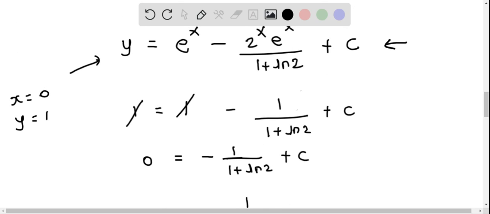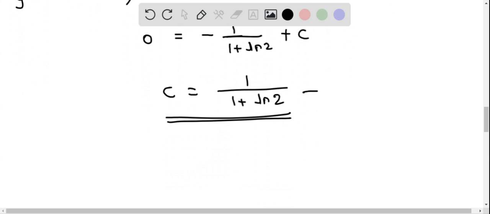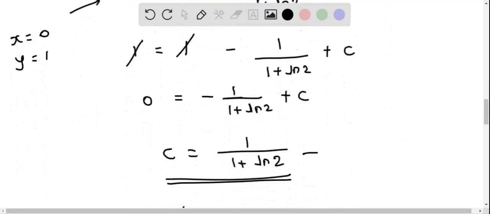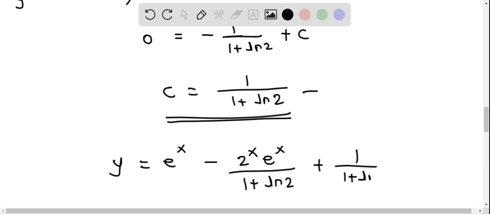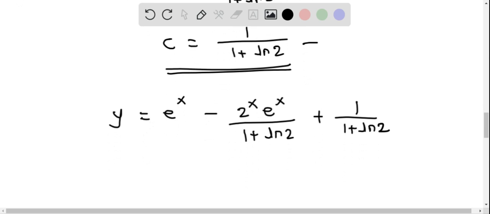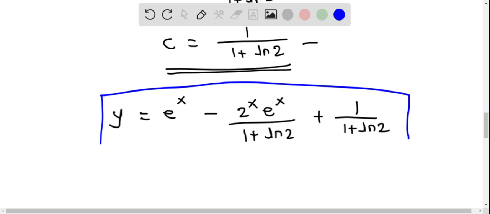To find the particular antiderivative, we have to substitute the value of c into this solution equation. So let's do that. When we do that, we get y equals e^x minus 2^x e^x divided by 1 plus natural logarithm of 2, plus the value of c, which is 1 over 1 plus natural logarithm of 2. So this is the particular antiderivative of the given function passing through the point (0, 1).